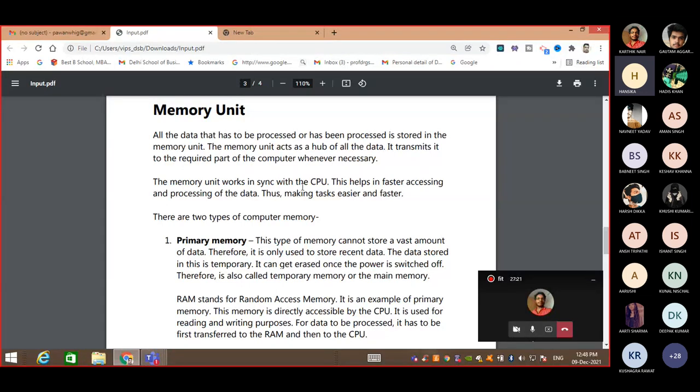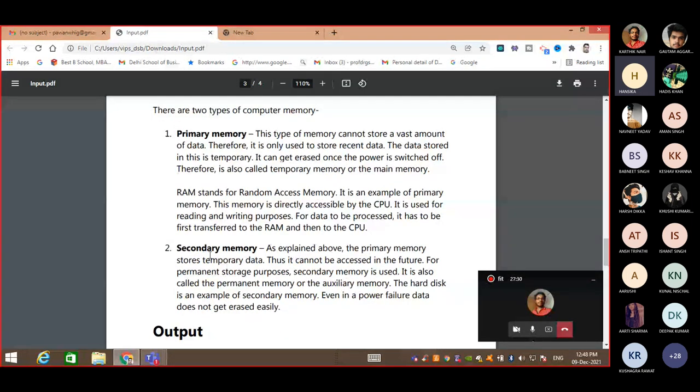There are two types of computer memories. One is primary memory, another is secondary memory. Primary memory, as I already told you, is on the board, and when the electricity is powered off, this memory gets lost because it is temporary, it is not a main memory.